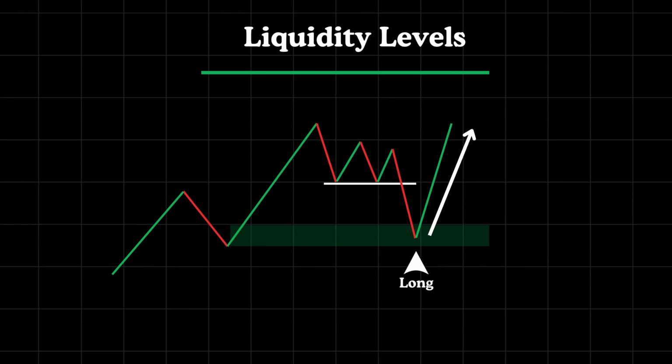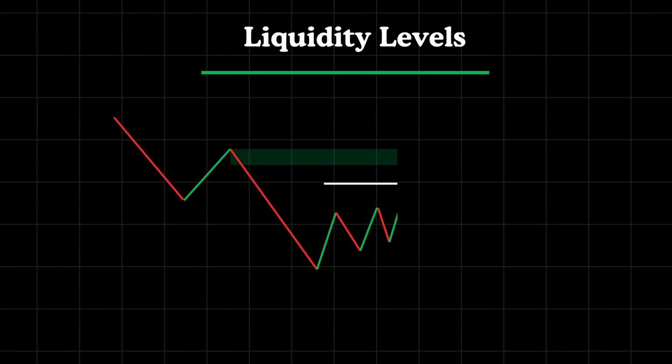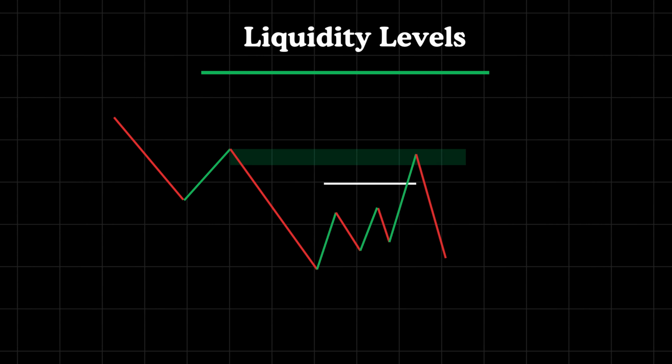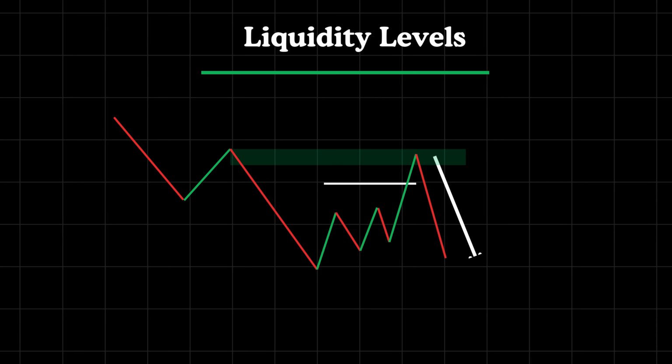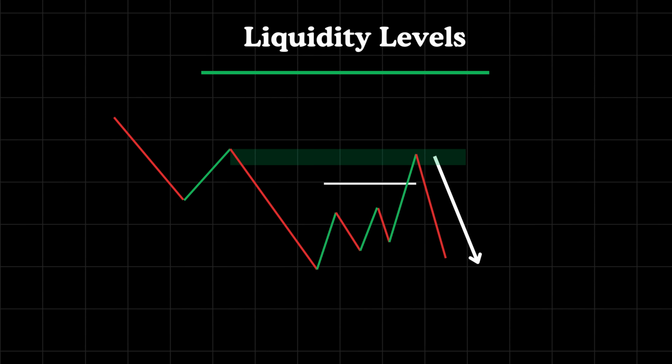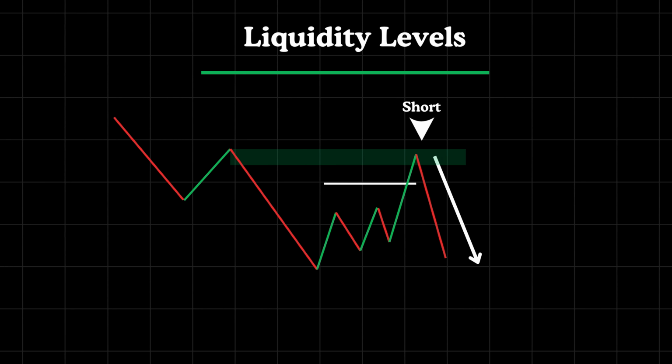The same logic applies in a bearish structure. What we're looking for is a liquidity level that's located below our supply zone. What usually happens is that price will break above that level, sweep the liquidity above it, and then reject off the supply zone, and that rejection becomes our short opportunity.